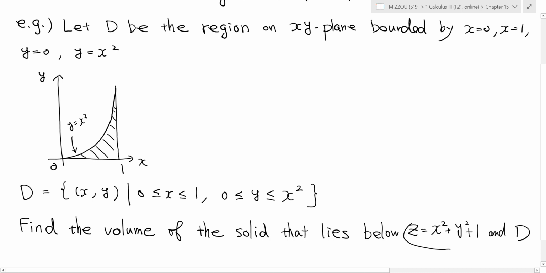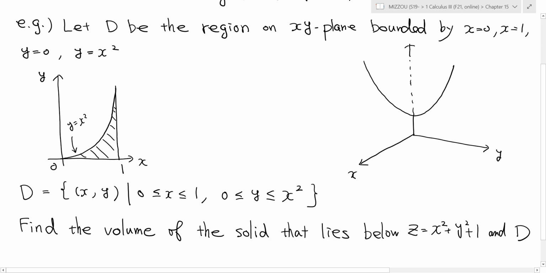So pictorially, what is this? Well, actually we have seen this example before. This is a paraboloid, so to speak, and its z-intercept is 1, so a paraboloid floating in the air, like this. x and y, z. This is the z-axis. And it's a rotated paraboloid, like this.